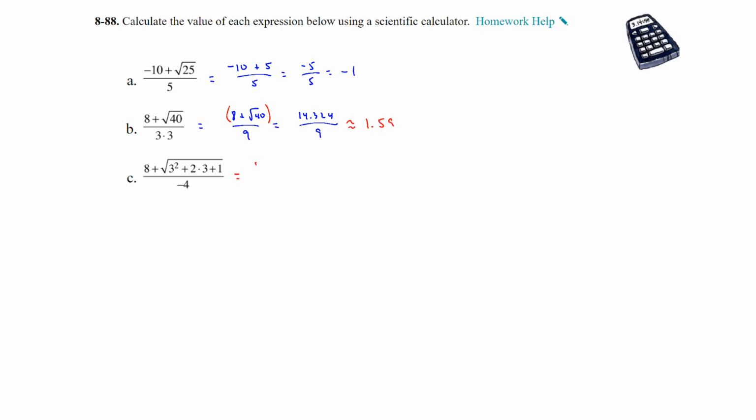And then on part C, we have 8 plus the square root of all this. We can simplify. Once again, the square root is a grouping symbol here. We need to do everything underneath there, but order of operations underneath there has us first square the 3. And then we have 2 times 3, so that's 6. And then we can add those 3 numbers up. So we have 8 plus the square root of 9 plus 6 plus 1, which is 16, divided by negative 4. And so the square root of 16 is a perfect square, so that'll give us 8 plus 4 divided by negative 4. Same thing as A. Add the numerators first, then divide by the negative 4. So this one has a value of negative 3.